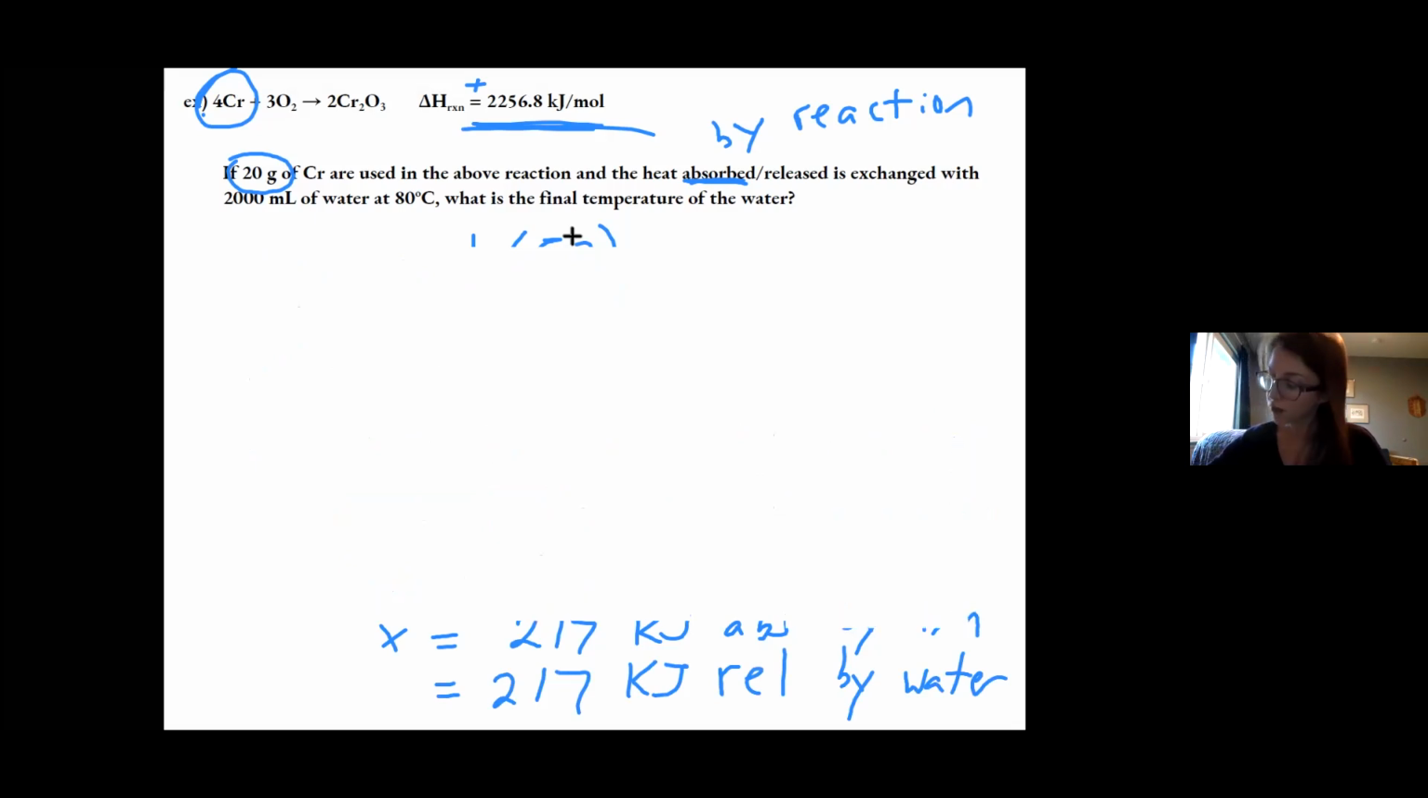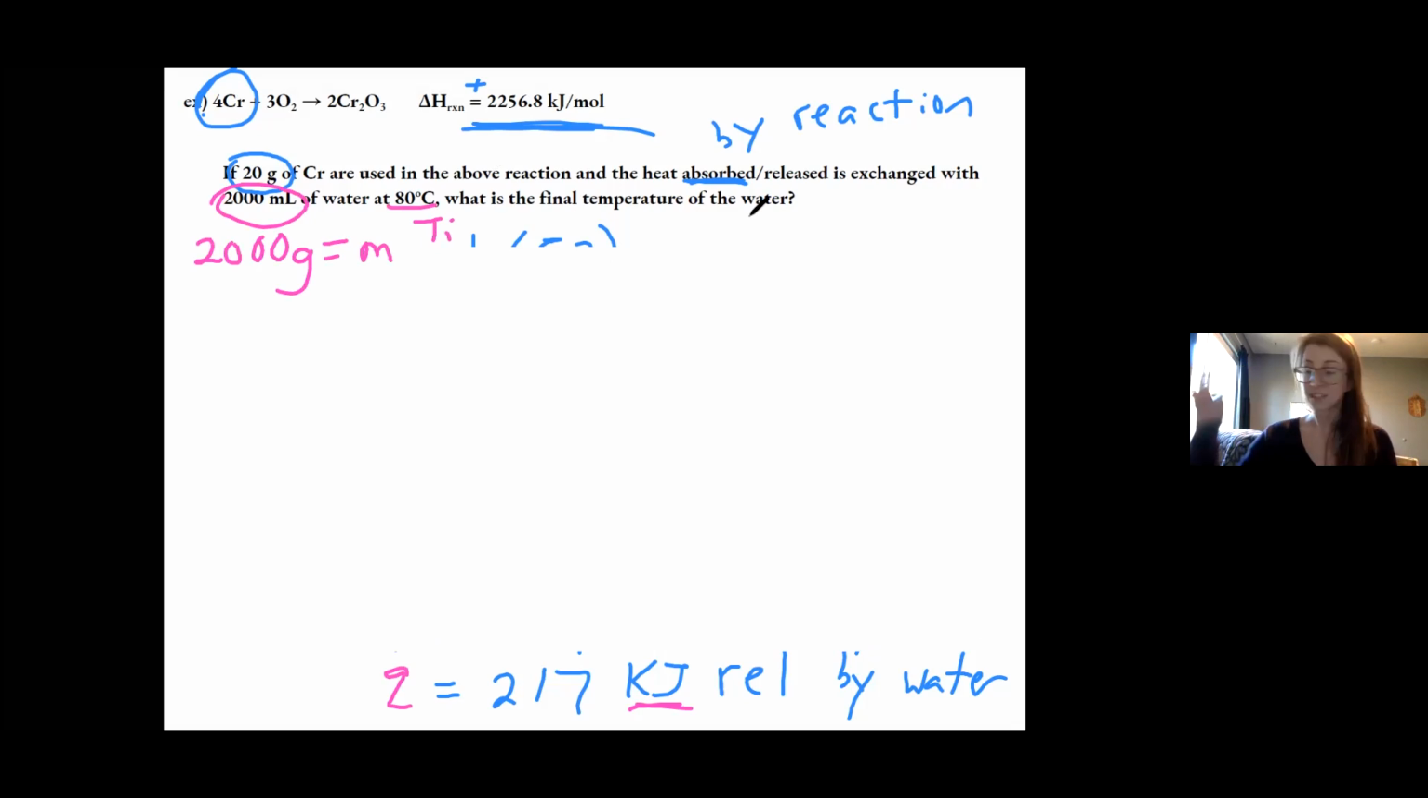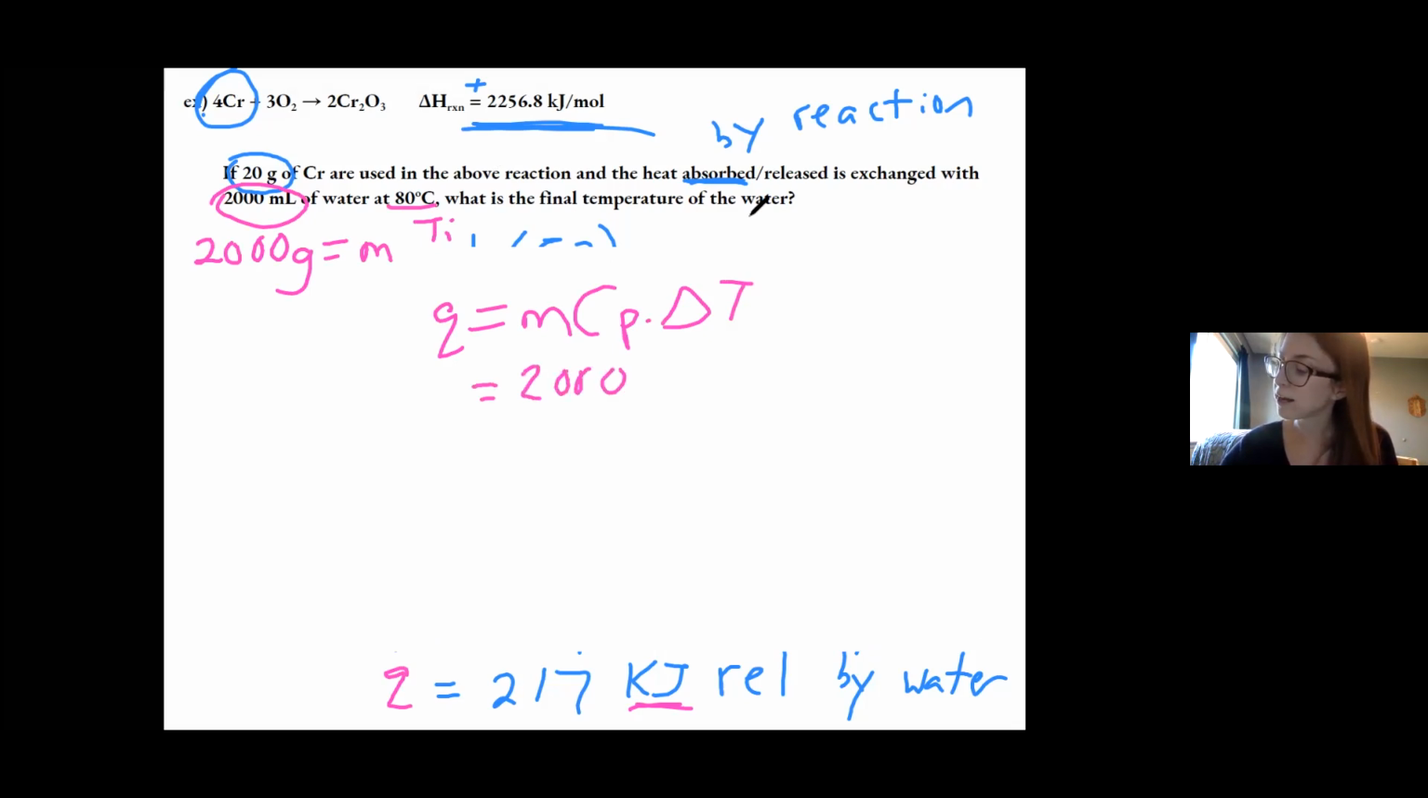We know that the water is releasing 217 kilojoules of heat. That's a Q, since we've learned Q equals mCp delta T. It's an amount of heat, so that would be a Q value. We also know the 2000 milliliters means that we have 2000 grams of water. That's an m, a mass. And the initial temperature is 80. I say it's something new, but it's not that new. We have Q equals mCp delta T. We know our mass is 2000 grams. We know the Cp of water is 4.18 joules per gram degree Celsius.